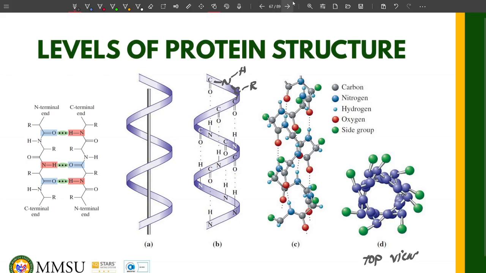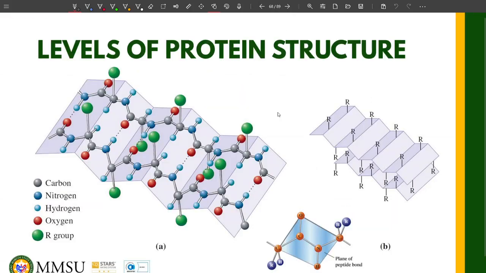Then we go on with the next one, si beta pleated sheet. Ito yung sinasabi ko na para siyang paper folded in a pleated manner na parang gagawa ka ng pamaypay. Meron din siyang hydrogen bonding. Dito naman, yung sa alpha helix kasi, di ba, yung alkyl group mo is palabas. Sa beta pleated naman, either pataas or pababa yung alkyl groups mo.